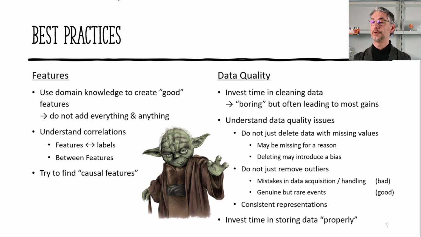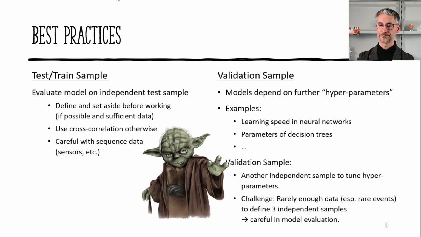Don't just delete any data with missing values, because they might be missing for a reason. For example, in certain circumstances, your measuring equipment may fail, and so there is information in this missing data. Also, deleting data may introduce a bias. For example, if you remove outliers, and these outliers are really rare events, but you only have so few of them, they are real data and you need to learn from them in your machine learning model, unlike those outliers that are introduced by the data acquisition and data handling systems, right? So here you really need to understand which data has which quality.